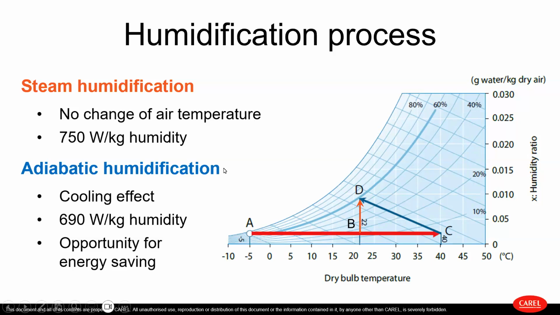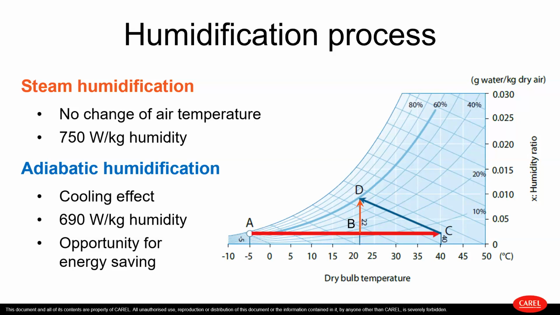On the other side, adiabatic humidification is the blue line here in the graph from C to D, and is connected to a cooling effect. This is because water is sprayed directly in the air, and to evaporate needs some heat that is absorbed by the air, which in turn gets a little bit cooler. This power needed to evaporate is around 690 watt per kilogram of humidity supplied to the airflow.